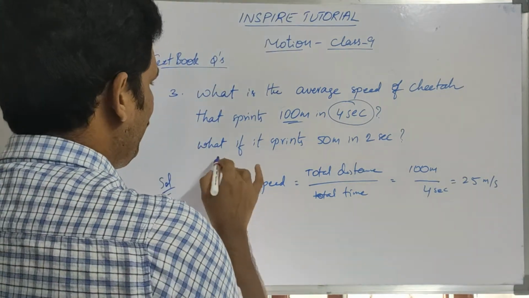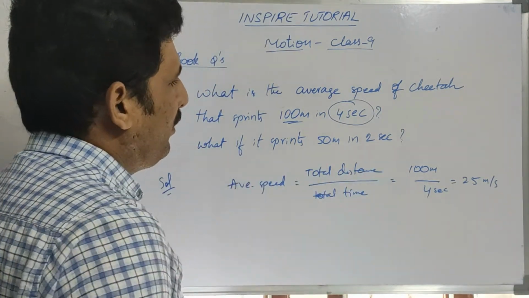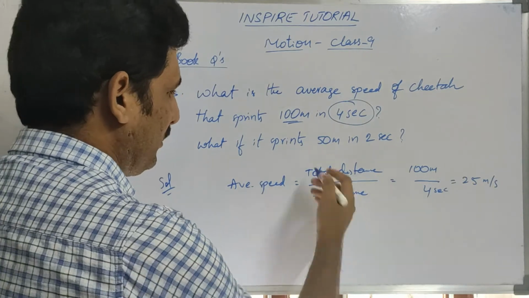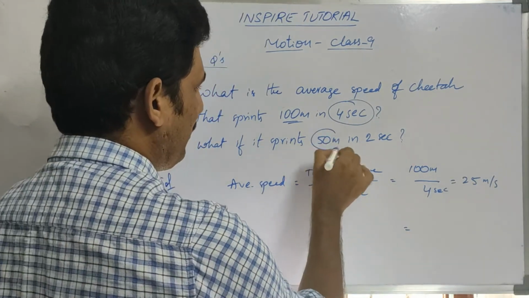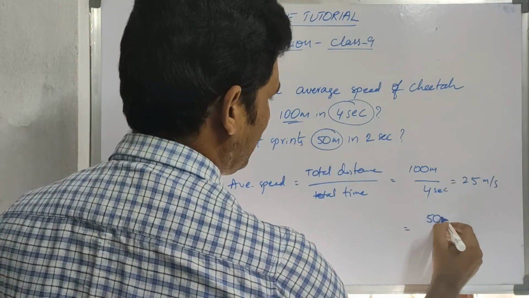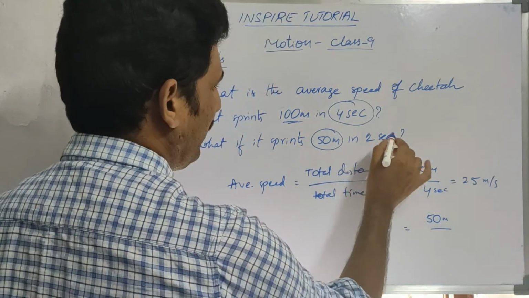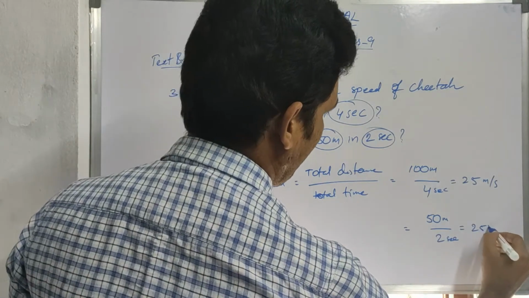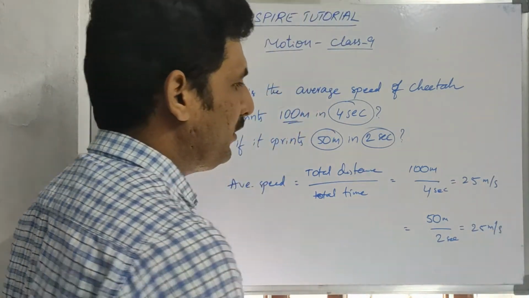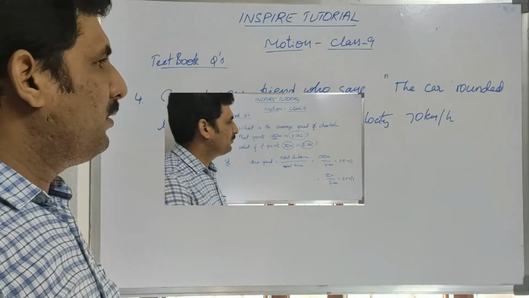In the second case, what if it sprints 50 meters in 2 seconds? The formula remains the same. So in this case, the total distance traveled is 50 meters divided by 2 seconds. So in this case also the average speed will be 25 meters per second only.